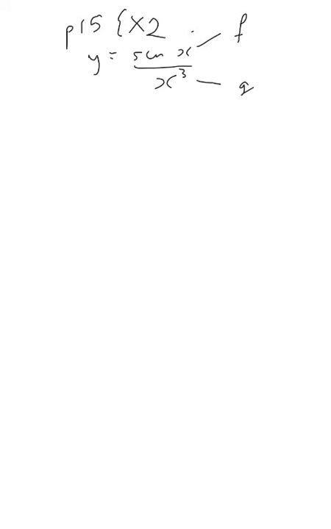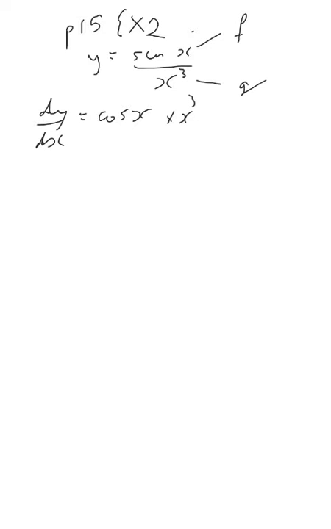We'll go on to example 2 on page 15. So we're given y equals sine x divided by x cubed. So the top, this is a function f, the denominator is a function g. So to find dy dx, differentiate f. Now remember the derivative of sine is cos. And we multiply that by the denominator, which is x cubed.